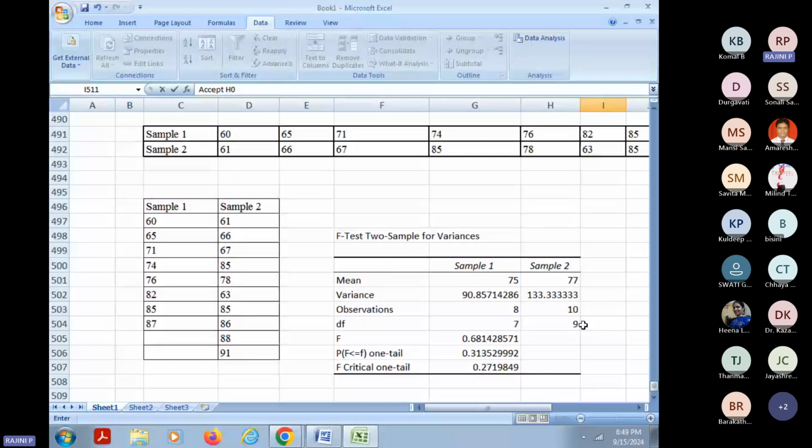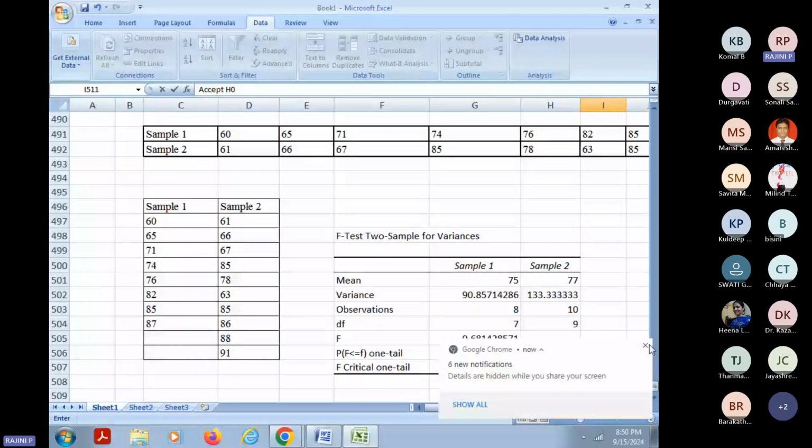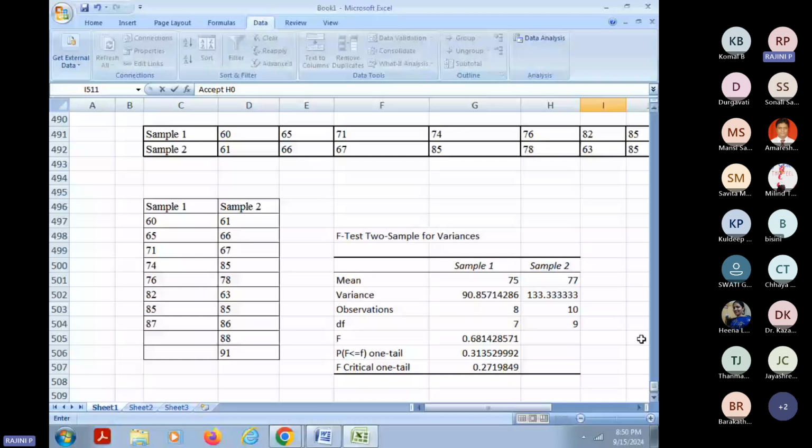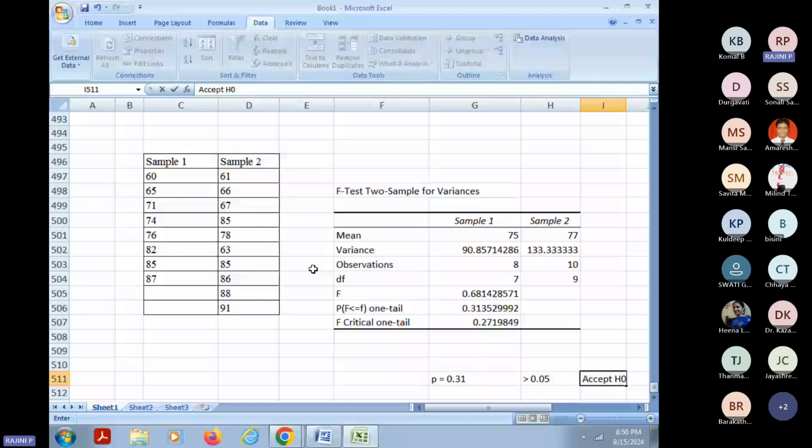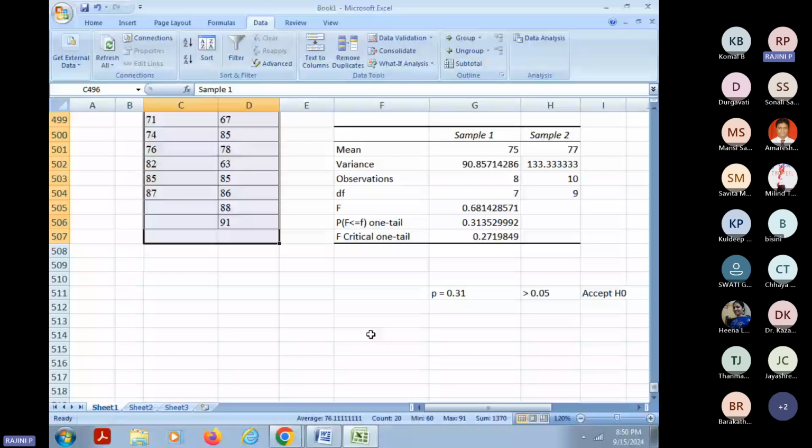H1 is what? There is a difference. That means both the samples have different variations, that means they have come from different populations. So accept H naught means we say that both the samples have come from the same population. This is the conclusion. Is it clear, everyone? Is it clear?